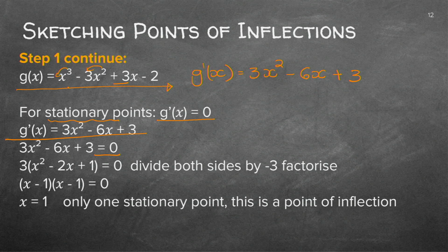Divide both sides by 3. Sorry, that's a plus 3. And then you can factorize again in order to get your x. So there's only one stationary point, and this is also the point of inflection.